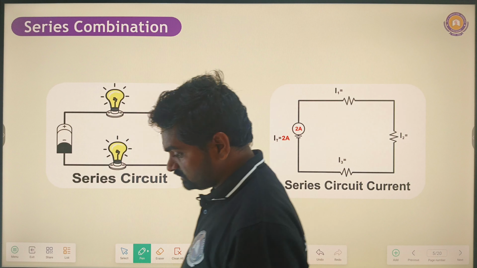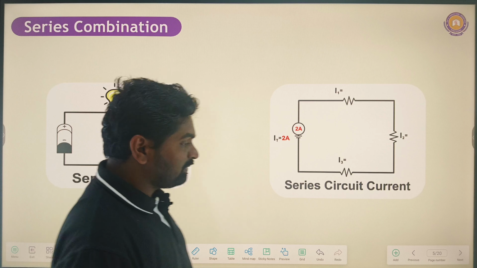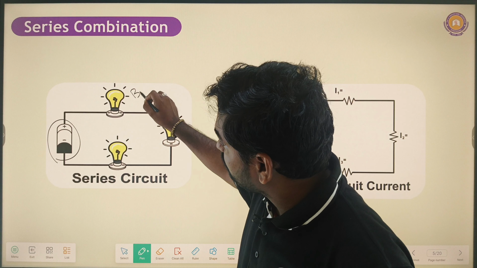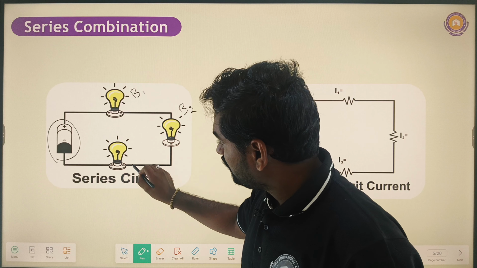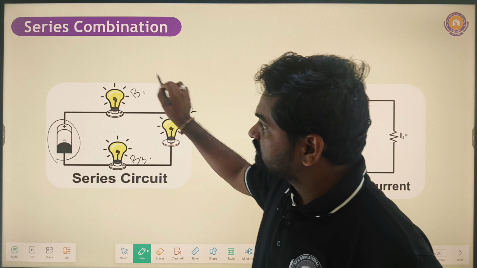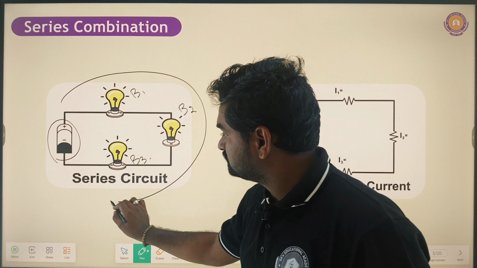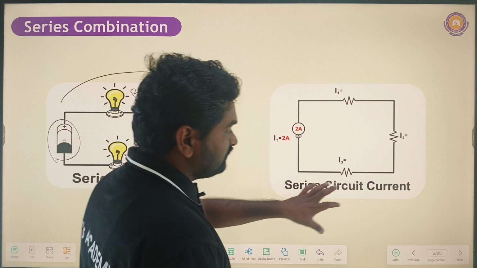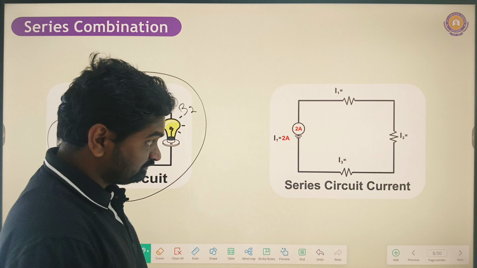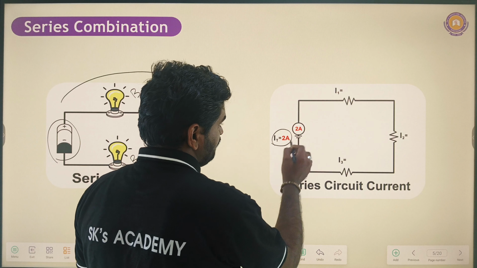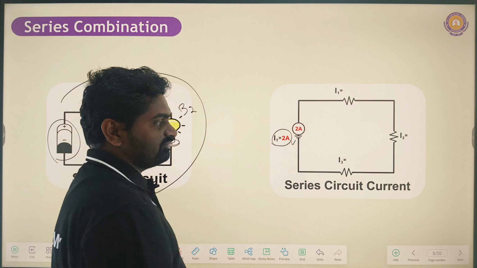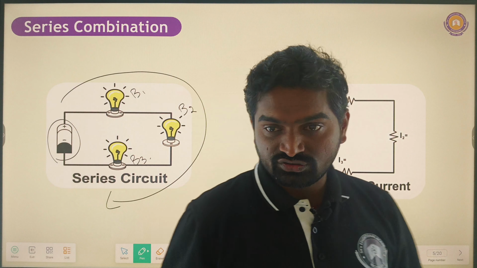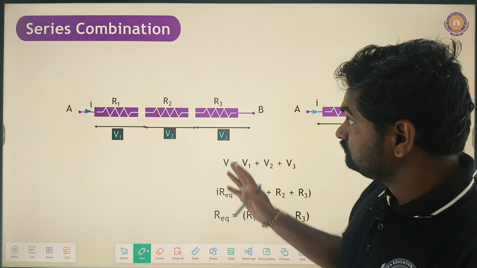This is the circuit representation, the series representation. We are applying one battery, and we have B1, B2 and B3, with electrons flowing like this. This is the series combination. This is one example, and this is another example of a series circuit current, where we apply some 2 amperes. So we have seen example 1 and example 2. So what is a series circuit?